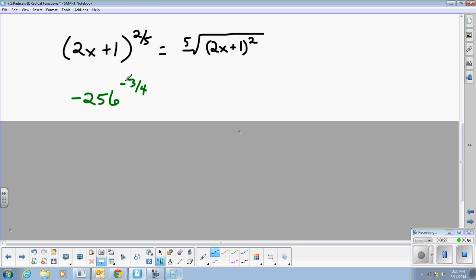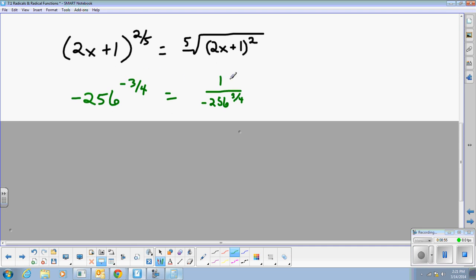Negative 256 to the negative 3/4 power. I have a negative exponent. So when I have a negative exponent, the first thing is this: I have to use the reciprocal, so I'm going to show some division here. It's going to be 1 over negative 256. And now I have the exponent of positive 3/4.